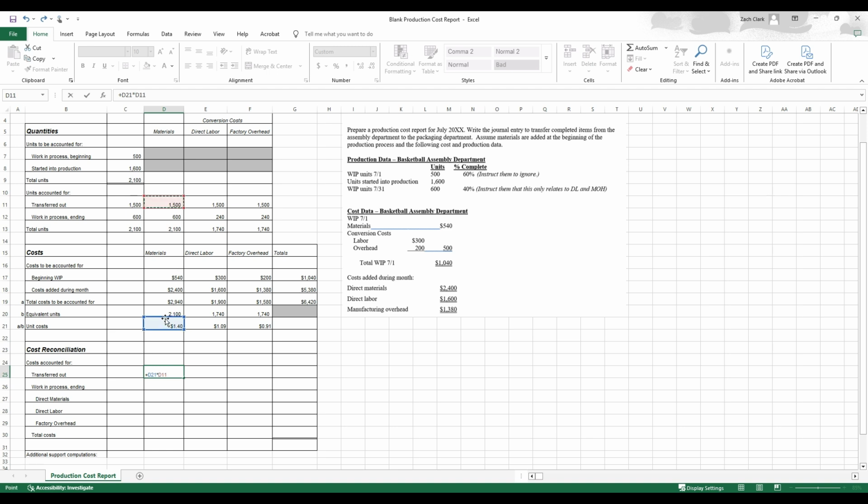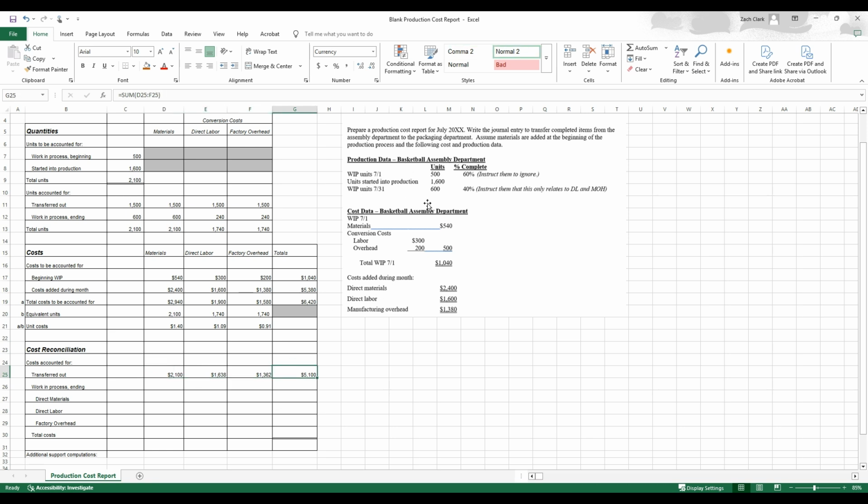All right, so then we're going to take our unit cost times the number of units transferred out. So that's the 1,500 there. And then we're just going to drag that across. So we've got per unit cost times the units transferred out. I'm going to put these in dollar formatting again, just because that's the way we're doing this. And then I'm going to auto sum across just to get a total. So we've transferred out $5,100 of cost, as far as we're done with it, and it's going to packaging. It's finished goods to us.